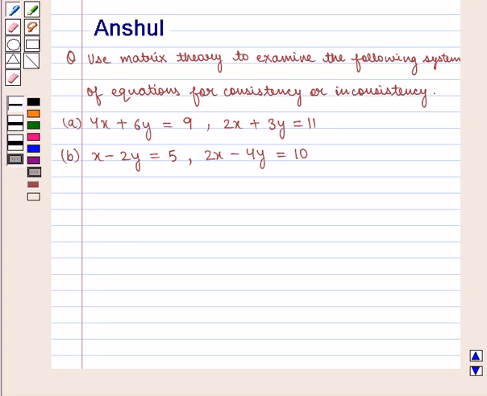In this session, we are going to discuss the following question, which says: use matrix theory to examine the following system of equations for consistency or inconsistency. A. 4x plus 6y is equal to 9, 2x plus 3y is equal to 11. B. x minus 2y is equal to 5, 2x minus 4y is equal to 10.